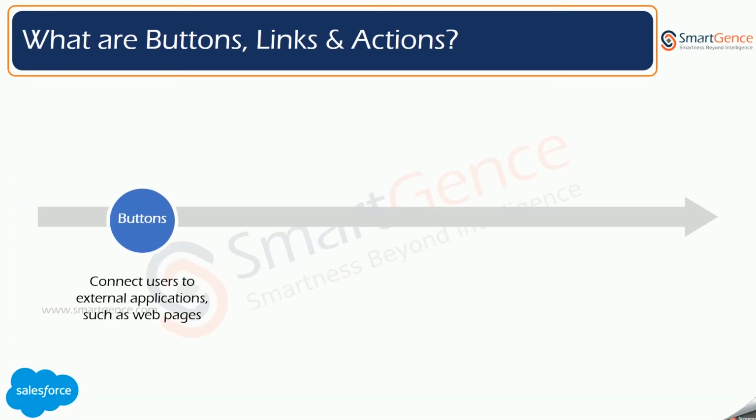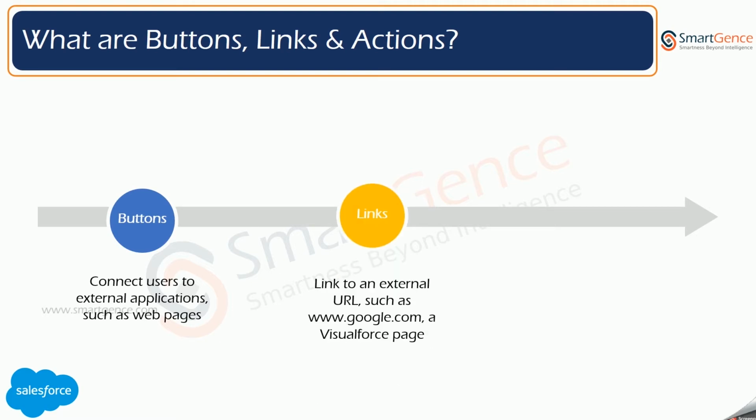Firstly, buttons. The buttons connect users to external applications such as web pages. We could configure what those applications are using different content sources, which you'll get to know in the upcoming slides. Then the links link the user to an external URL, like we can provide the Google URL, www.google.com, or even a Visual Force page. And as you know, a Visual Force page is a custom page developed by users in Salesforce itself, right? So we can provide that Visual Force page even as a source of the custom link.